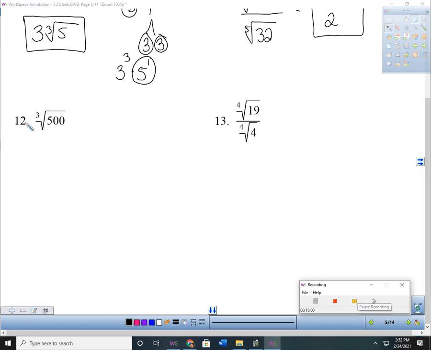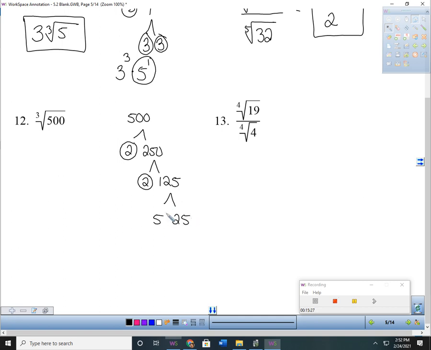All right, on number 12, if we look at 500, that's not a perfect cube, so we're going to do our factor tree here. So 500, I know that divides by 2, so 2 and 250. 2 is prime. 250 also divides by 2, so 2 times 125, 2 is prime. 125, that divides by 5, 5 and 25. 5 is prime, and then 25 is 5 times 5.